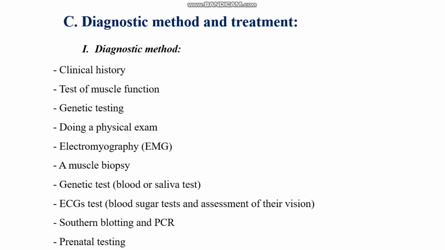Other laboratory tests may include a muscle biopsy, which can be used to determine if the muscle fibers are atrophied. The definitive test for myotonic dystrophy is a genetic test. For this test, a blood or saliva sample is analyzed. Affected individuals are advised to undergo regular ECGs to detect conduction defects, blood sugar tests for diabetes mellitus, and assessment of their vision for ocular cataract.